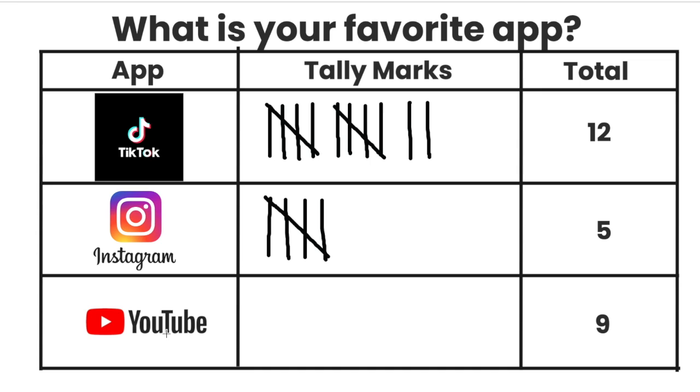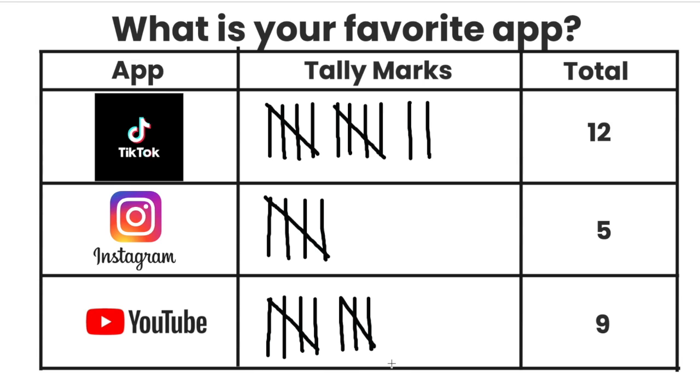Okay, and then finally, we need to see how many people voted for YouTube. And that is, we have 9 people who voted for YouTube. I want you to help me again draw the tally marks, 9 tally marks to help represent the 9 people who voted for YouTube. Let's begin. 1, 2, 3, 4. What do I do? That's right, make a diagonal. 5, 6, 7, 8, 9.